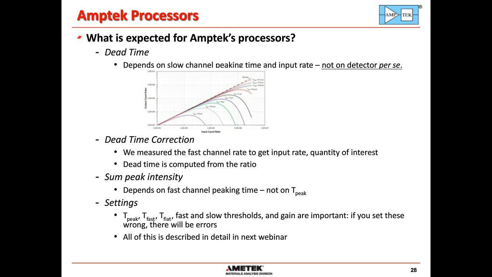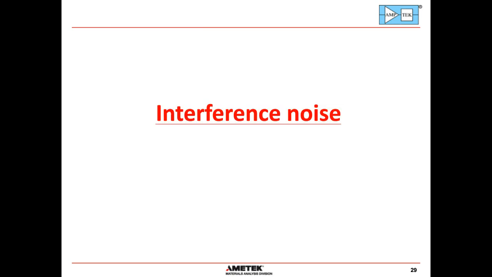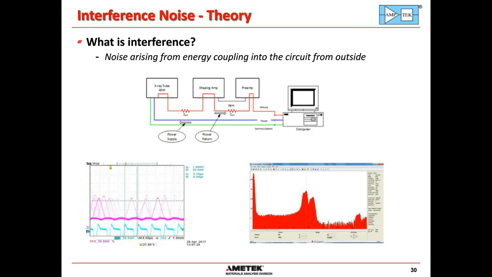Finally, I want to talk about the interference noise. Interference is from energy coupling into the circuit from outside. So here's an example of a problem that I actually solved not too long ago. I have a detector and preamp, and I also have a fairly high power X-ray tube, and they share a ground. And what happens is that the X-ray tube is taking in current for its power supply, and then there's a return current that flows through the ground, and the ground flows from the tube to the preamplifier to the signal processor.